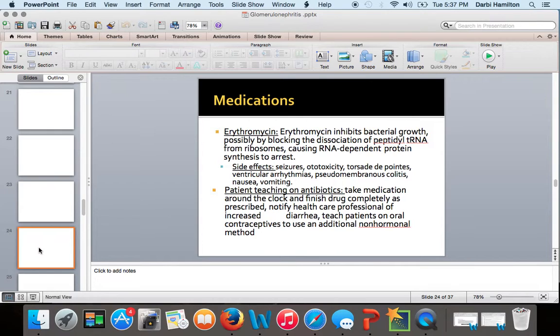colitis, nausea, and vomiting. Patient teaching on antibiotics: we teach patients to take medications as prescribed around the clock and to finish the dose prescribed completely. Notify healthcare provider if increased diarrhea occurs, and teach patient on oral contraceptives to use an additional non-hormonal method.